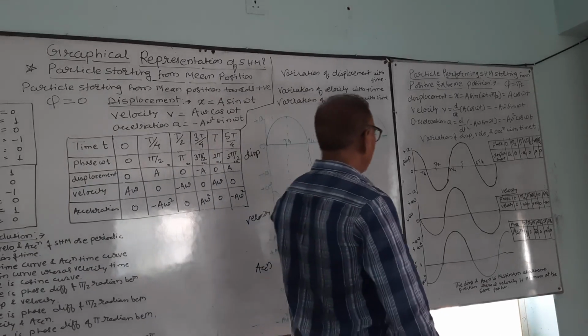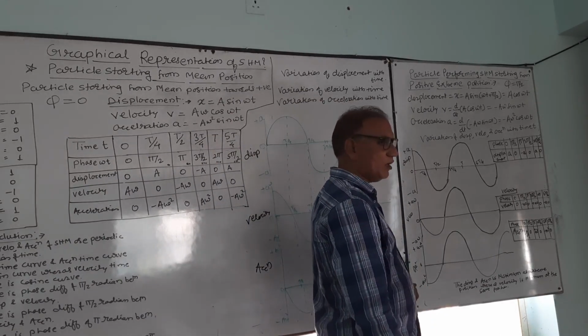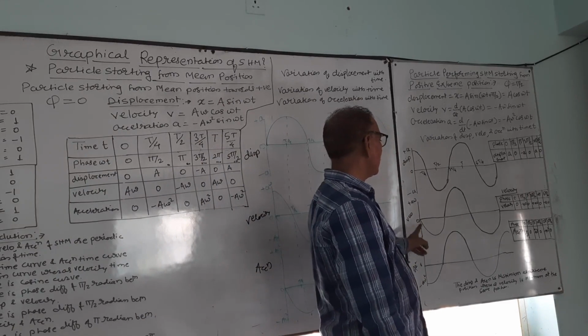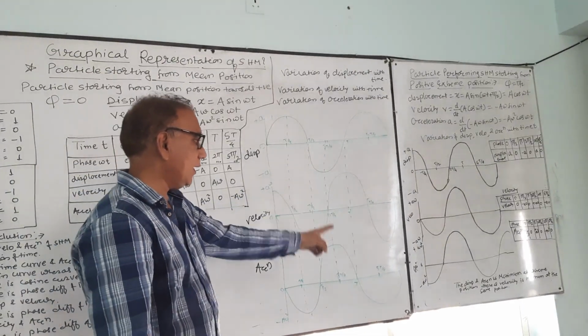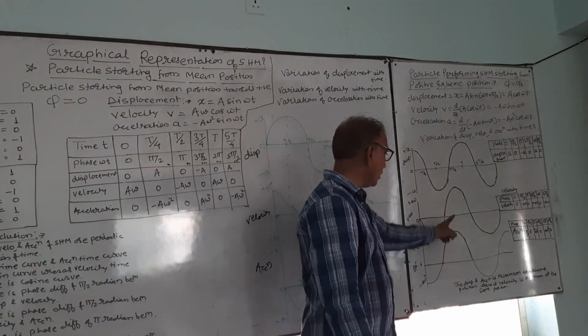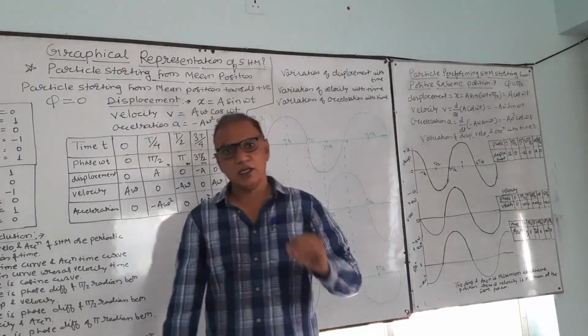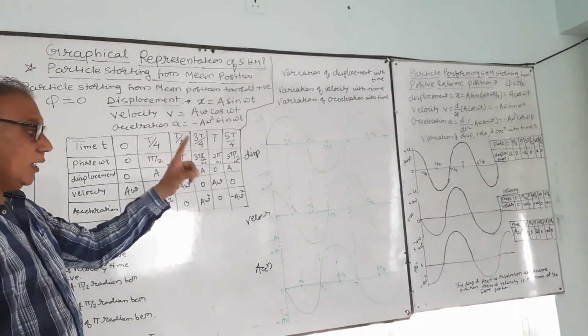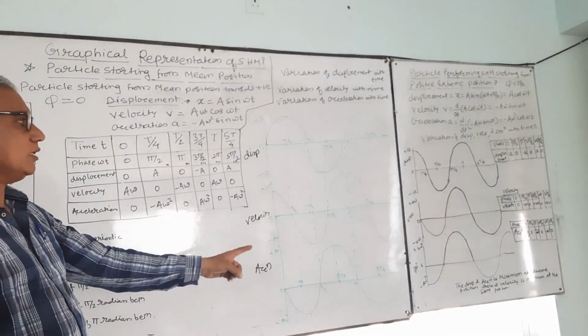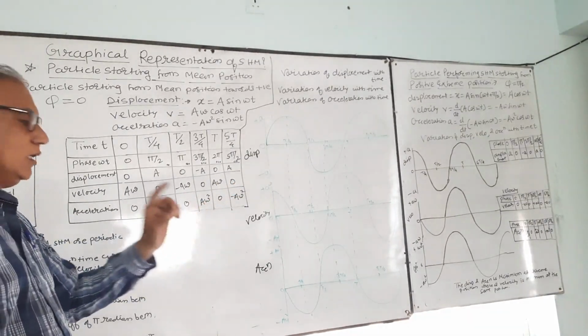Tell me about the three different curves. Which curve is sine and which one is cosine? The displacement time curve and acceleration time curve are cosine curves, whereas the velocity time curve is a sine curve. See, this is the second conclusion.